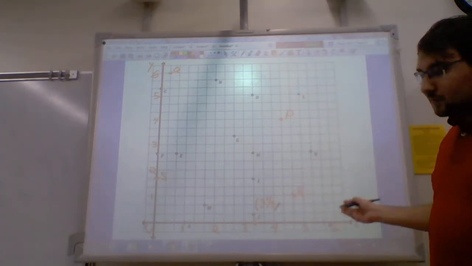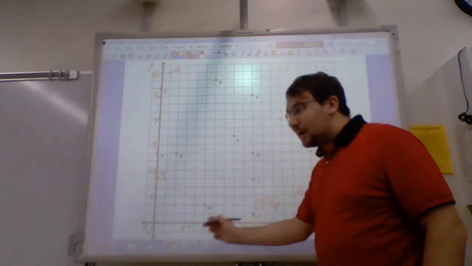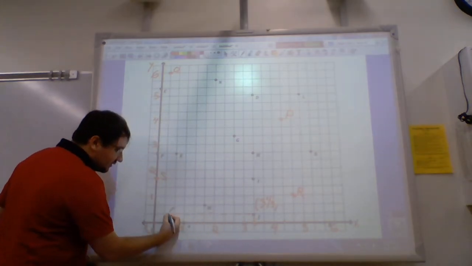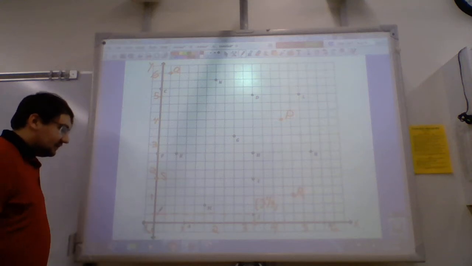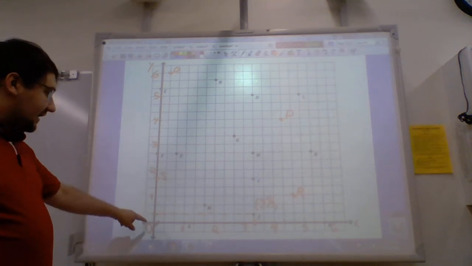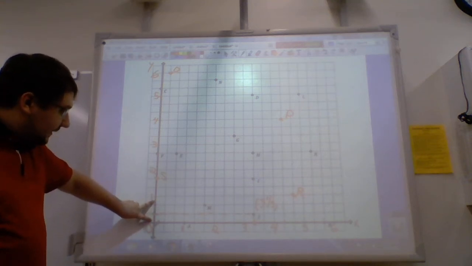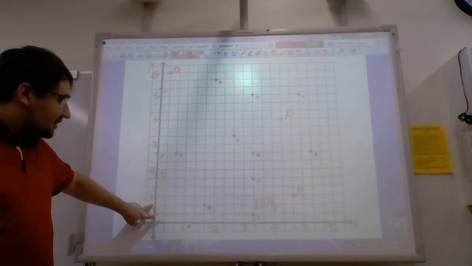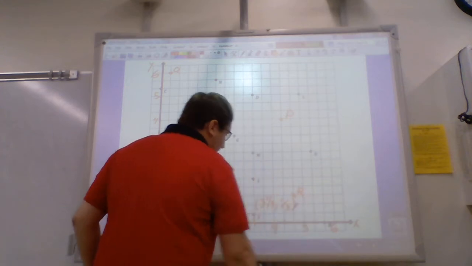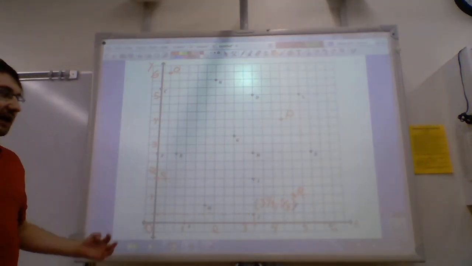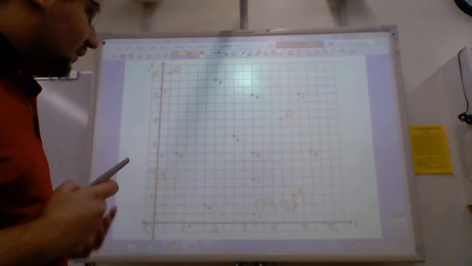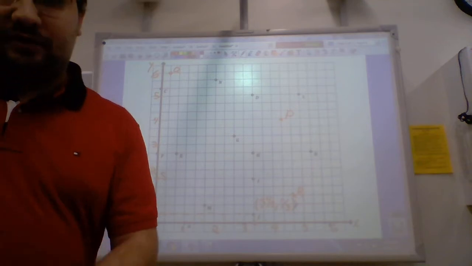Now that we've found our x-coordinate, we need to do the same thing with the y-axis. We need to draw a line all the way over here to our y-axis, and that lets us know that our y-coordinate is going to be 1/3. So with that, we find out that our coordinate pair is 3 1/3, 1/3.